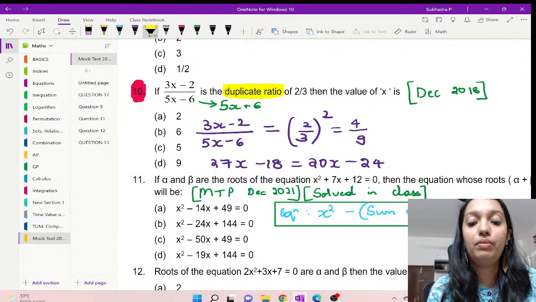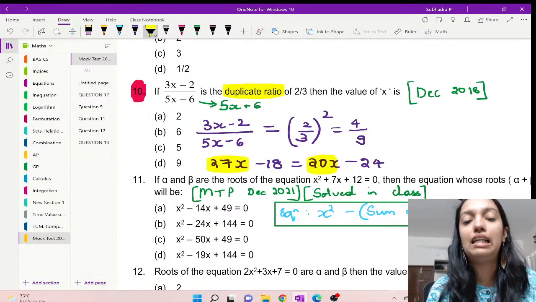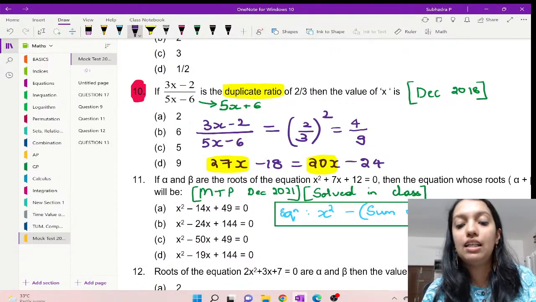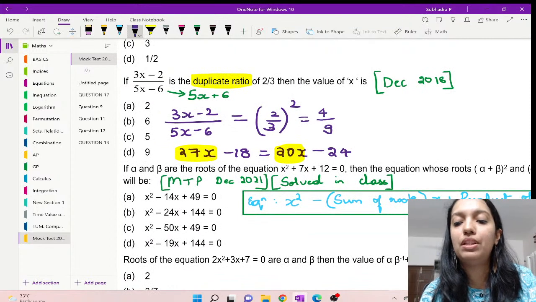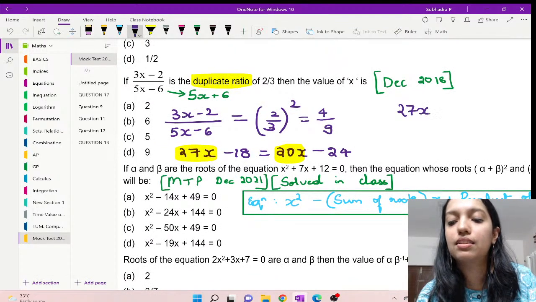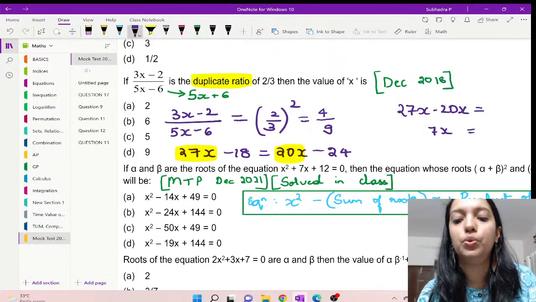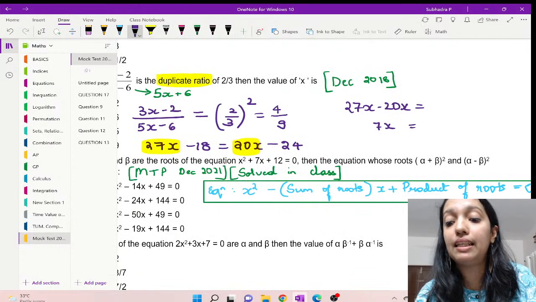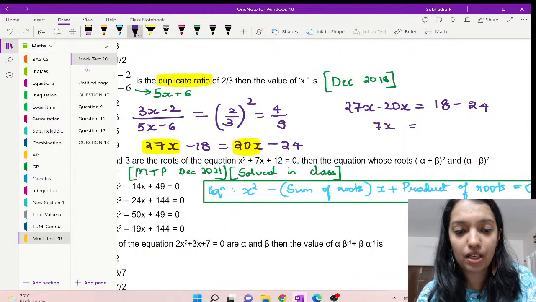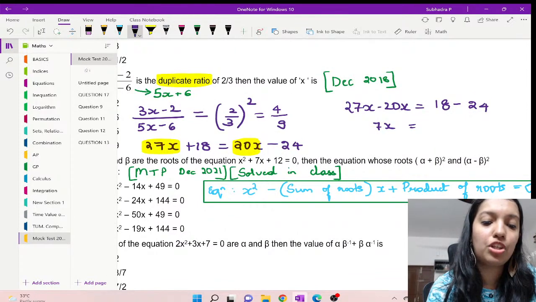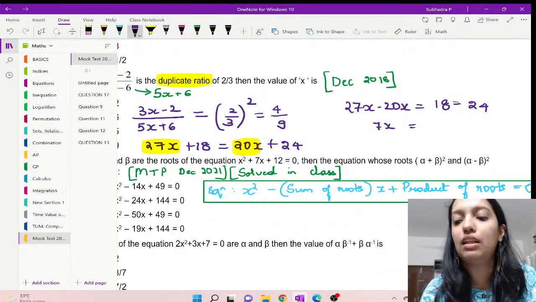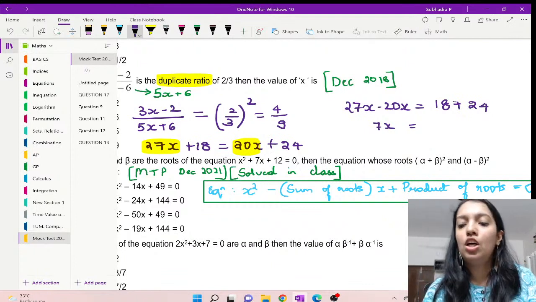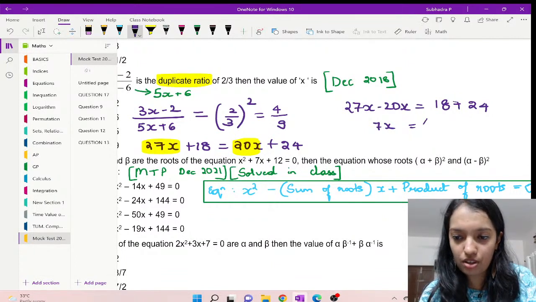Can you regroup them? X terms to one side, numericals to another side. So this will become 27 minus 20x. That means 7x is equal to minus 18 goes to right hand side, will become plus 18. 18 minus 24. Is it minus 24? No. You need to change the question, make it as plus, otherwise you will not get the answer. So what is 18 plus 24?